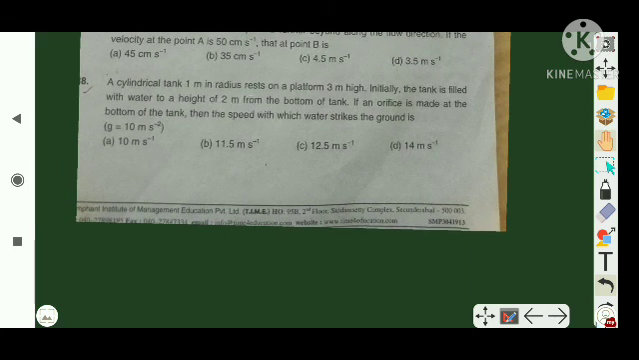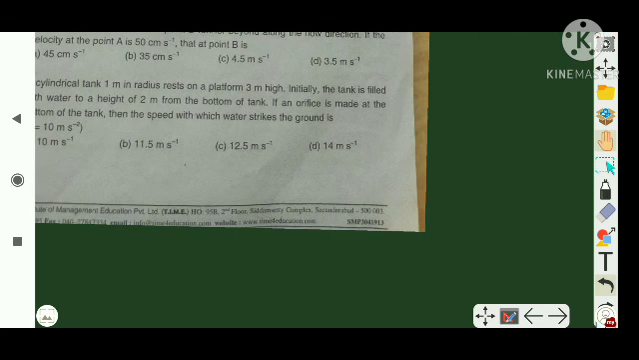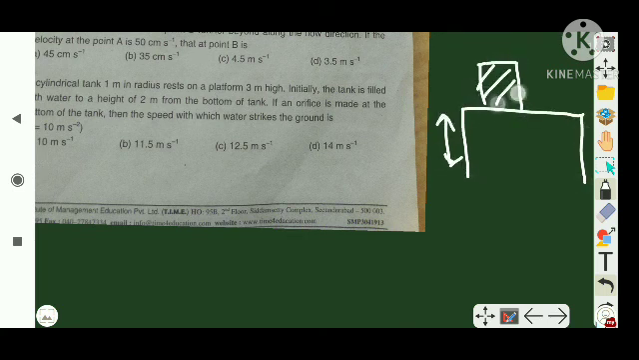A cylindrical tank of 1 meter radius rests on a platform 3 meter high. This is a platform, it is 3 meter high, and on top of that there is a cylindrical tank, 1 meter radius. Initially the tank is filled to a height of 2 meter from the bottom of the tank. Let's say this tank has height h, and the tank is filled till 2 meter only. Then the speed with which the water strikes the ground is?